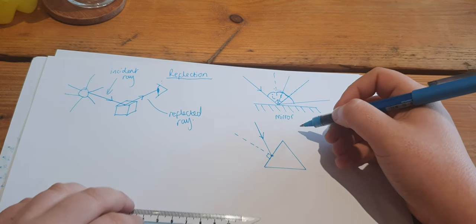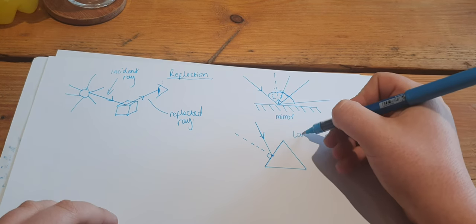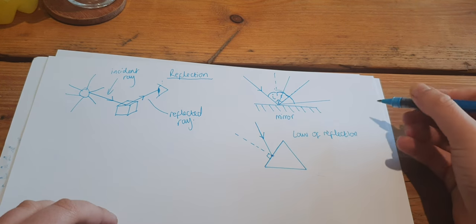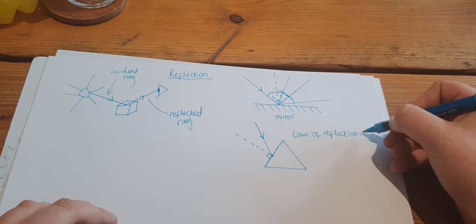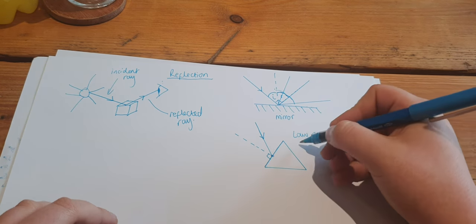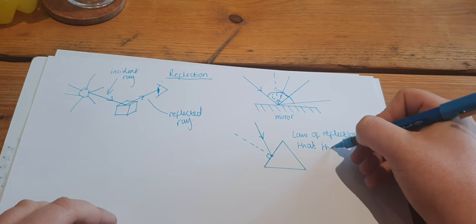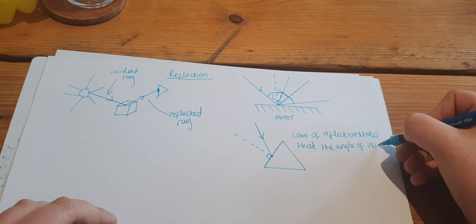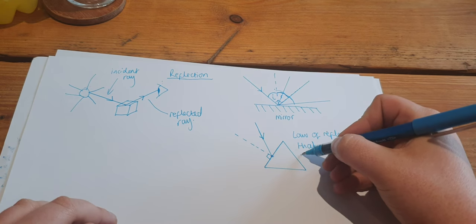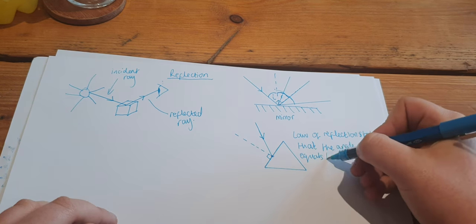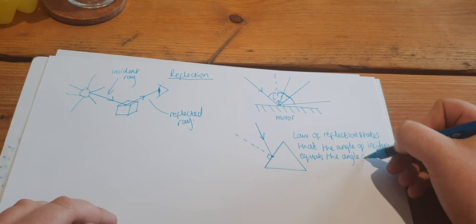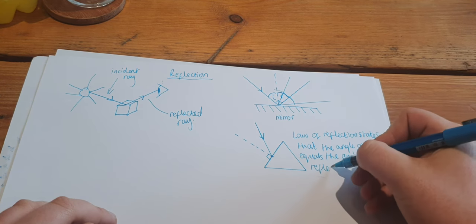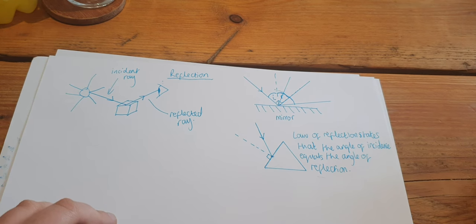So, law. How much time have we got? The law of reflection, I should say, states that the angle of incidence equals the angle of reflection. Yeah, I did put an R there. Angle of reflection. So remember that.